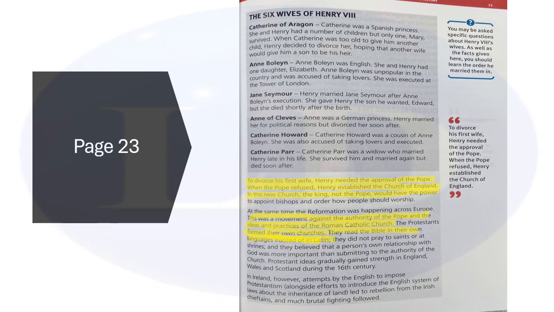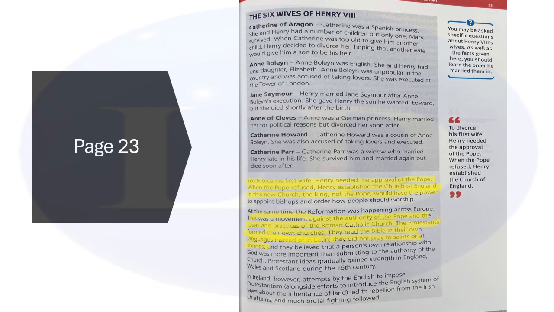The Church of Rome would insist that everybody should read the Bible in the Latin language, which was the original language of the Bible. But they said, why would we read it in Latin when we speak a different language? So that's why they were fed up with the Roman Catholic Church, and then they decided to make their own church. Those people were known as the Protestants because they protested against the authority of the Pope, and they did not pray to saints or at shrines.